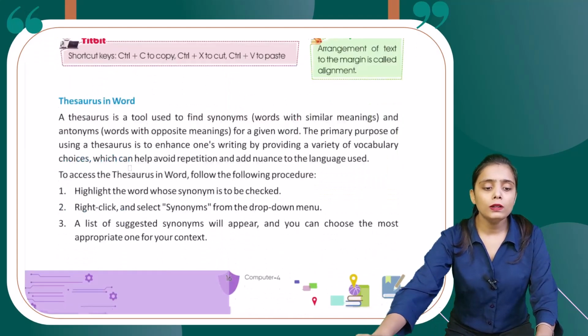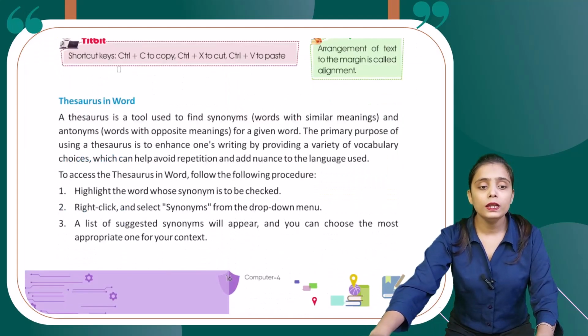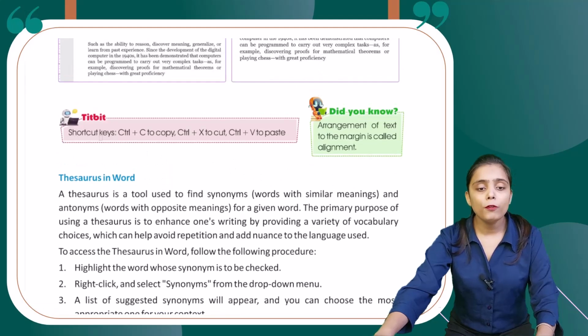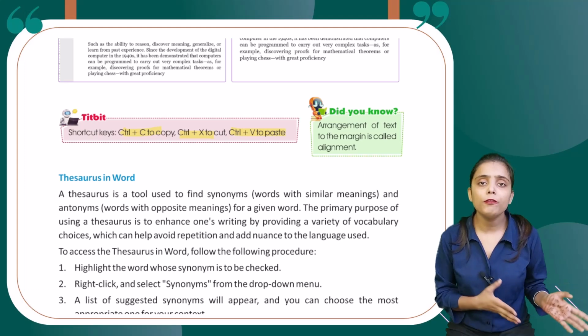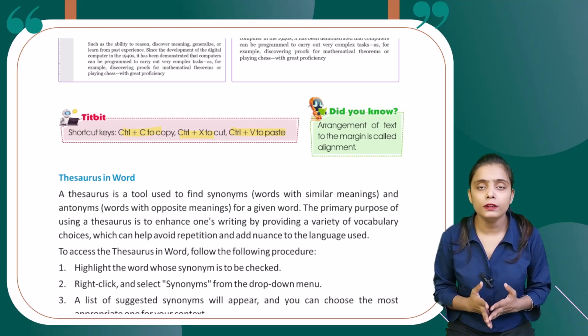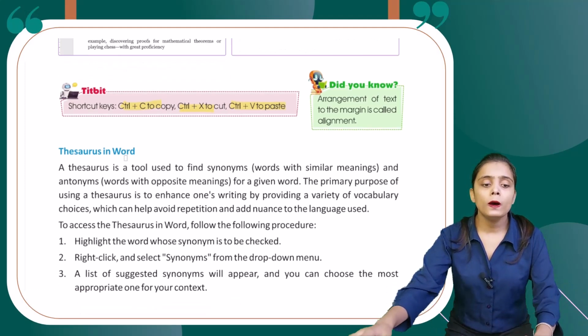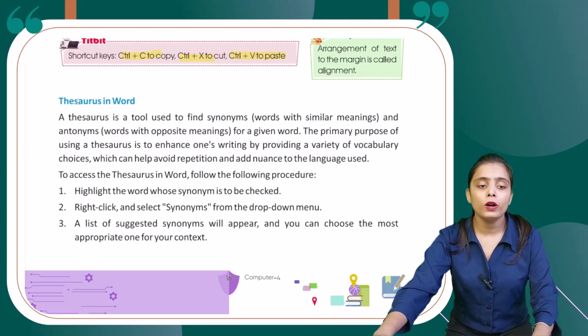Okay, now let's move forward and here let's see thesaurus. But before that let's see shortcut keys. Control C to copy, Control X to cut, and Control V to paste. Did you know arrangement of text to the margin is called alignment? Now children, what is alignment? Alignment is how you are arranging your text to the left, to the right, or in the center, or justified. Now let's see the next feature of Word, thesaurus.